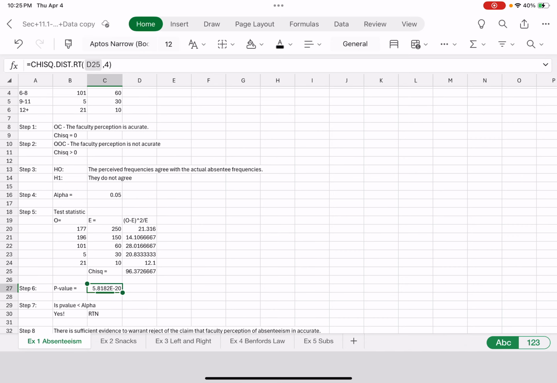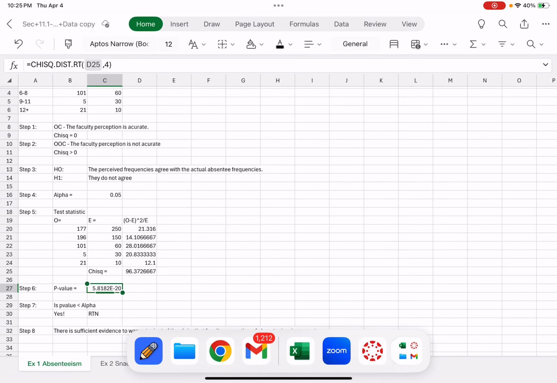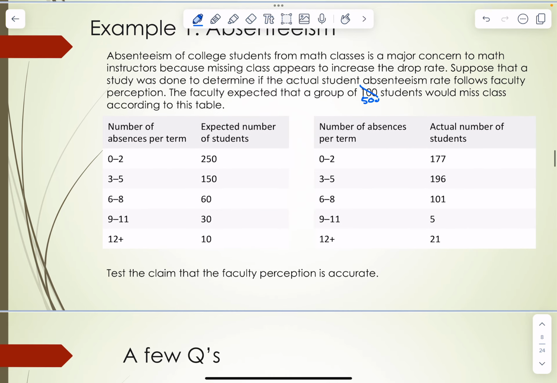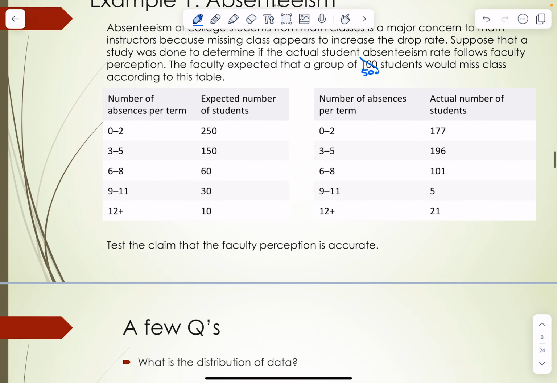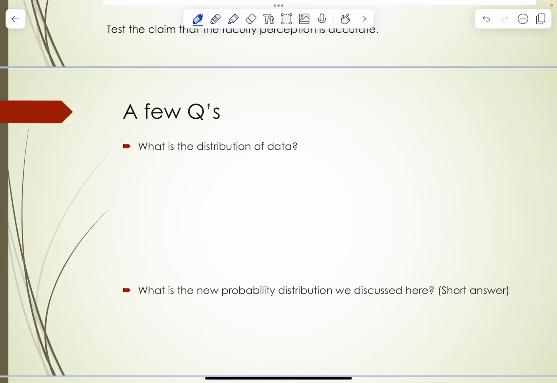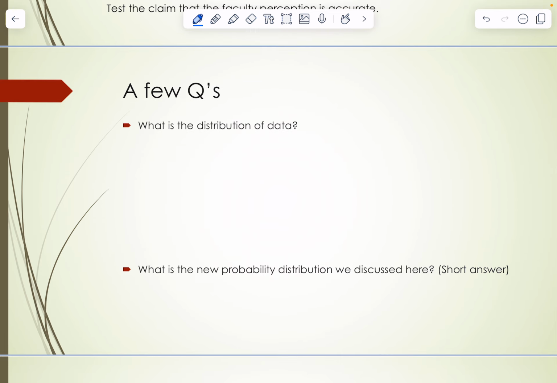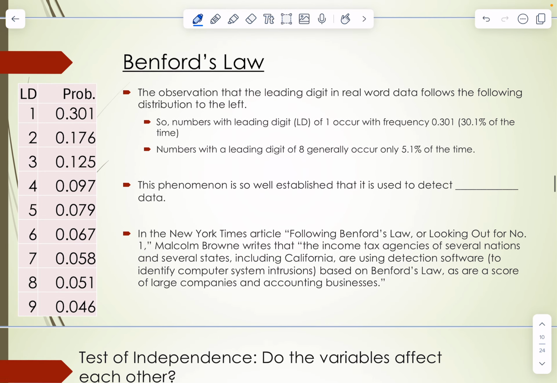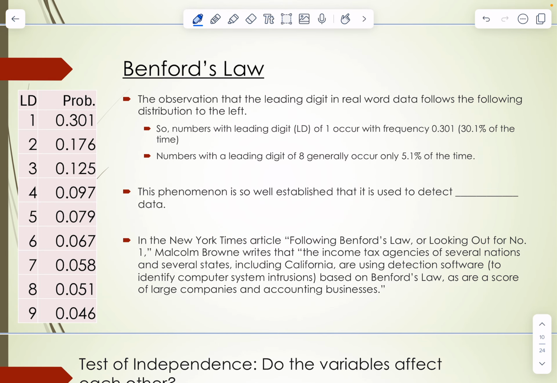All right, very good. That's the absenteeism one. The faculty perception is not accurate. Now at this point, go ahead and fill out these questions, please. I'll be looking on the slides. If these questions are not answered, you will lose points. I want you to try and answer those.